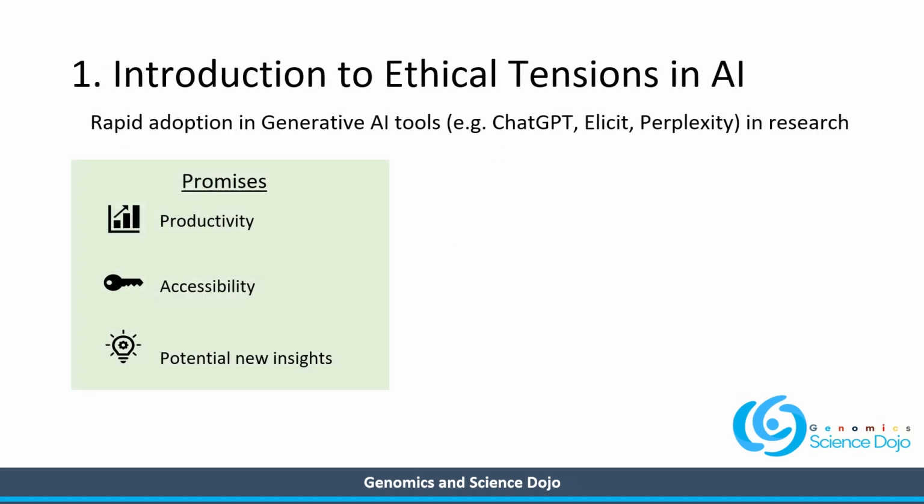Just as an introduction to ethical tension in AI, I think we right now understand that there has been a rapid adoption in the use of generative AI tools, Gen AI, such as ChatGPT, Elicit, Perplexity, Gemini, and other tools that you may also have used in research. There is a reason why there is this rapid adoption.